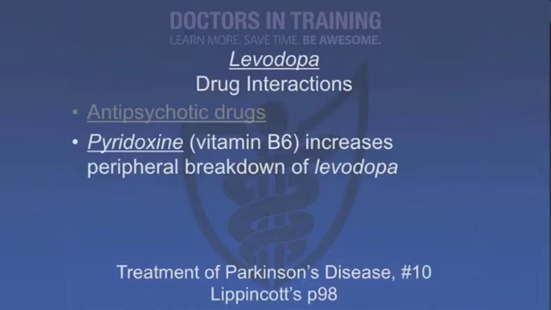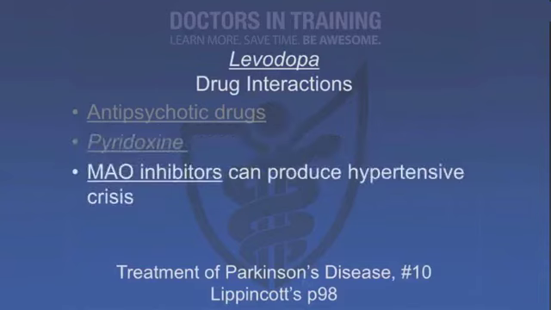Other drug interactions include pyridoxine, or vitamin B6, which increases peripheral breakdown of levodopa, so the levodopa is going to be less effective if it's taken with vitamin B6. And then monoamine oxidase inhibitors such as phenelzine can produce a hypertensive crisis caused by enhanced catecholamine production. So there are lots of other drugs that we use to treat Parkinsonism.